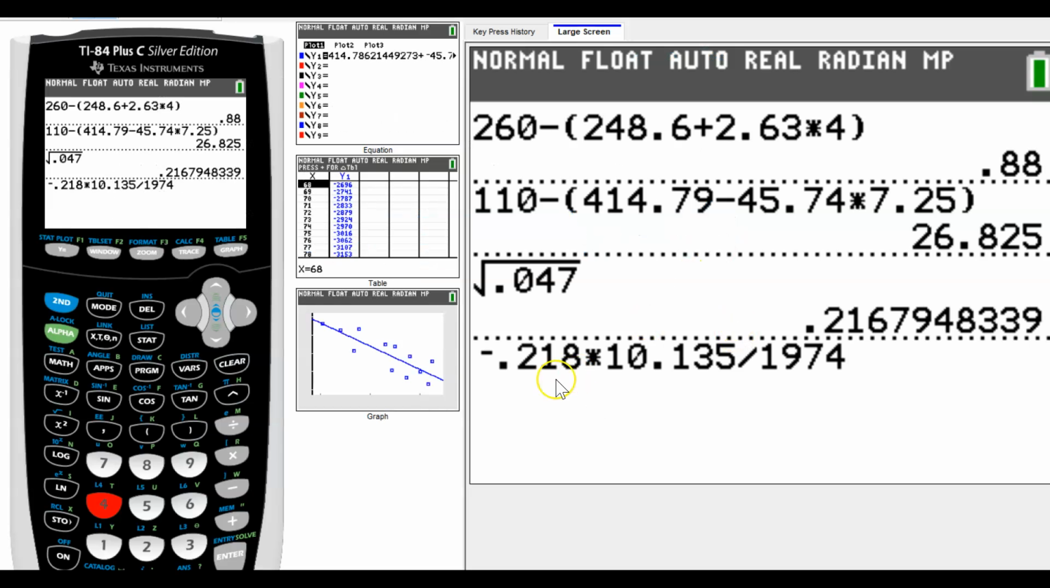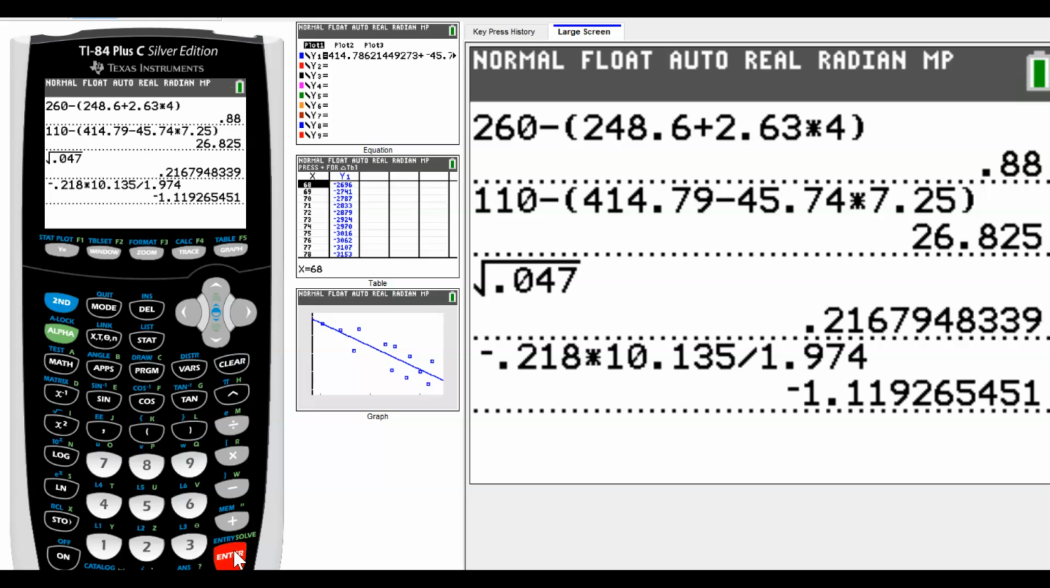So we'll take their word for it. They said it's negative 0.218. We got negative 0.217, but we only had the 0.047 to go by. So they probably have a little bit more accurate rendering. Not 1,974, 1.974. So this is going to be my slope. I get negative 1.119. We'll go to 3 decimal places.